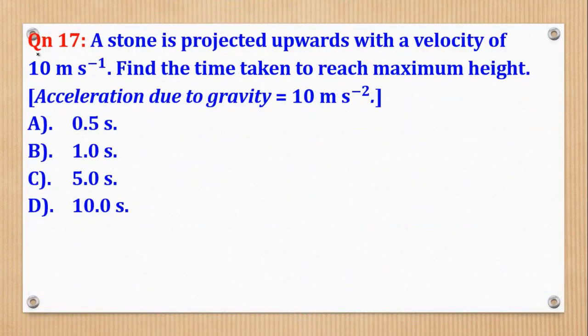Then we shall go to question 17. It says, a stone is projected upwards with a velocity of 10 meters per second. Find the time taken to reach maximum height where acceleration due to gravity is 10.